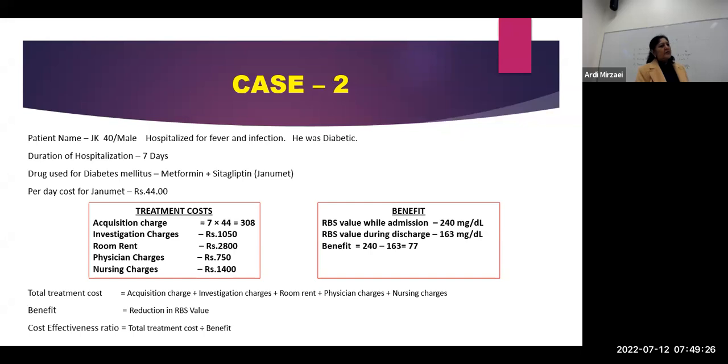Let's see the other case. Can you work out this? Please work out this and let me know what is the cost effectiveness ratio. Calculate the total treatment cost.